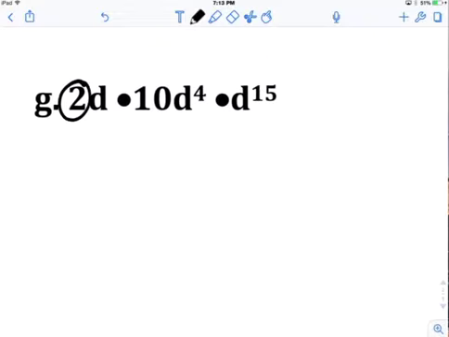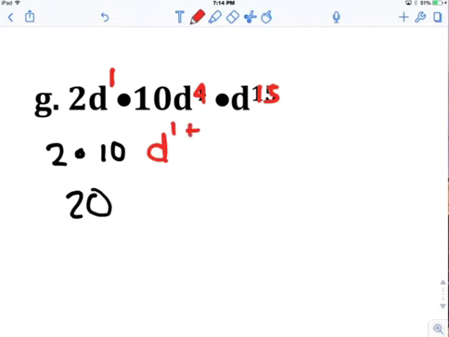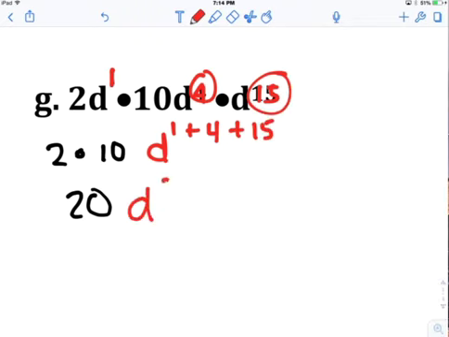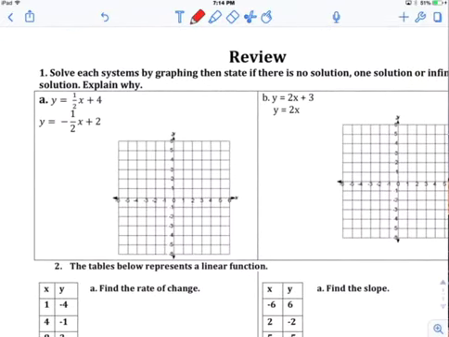Okay, these two are not the same base. You cannot add their exponents. 2 times 10, they're not the same base. That's only 20. You can multiply them though. Okay. And then d to the 1st right here. Put it a different color. And then d to the 4th here and d to the 15th. Base are the same. There's 1d here, 4d here, and 15d here. You add them all up because the base are the same. You get d to the 20th. That's your answer.